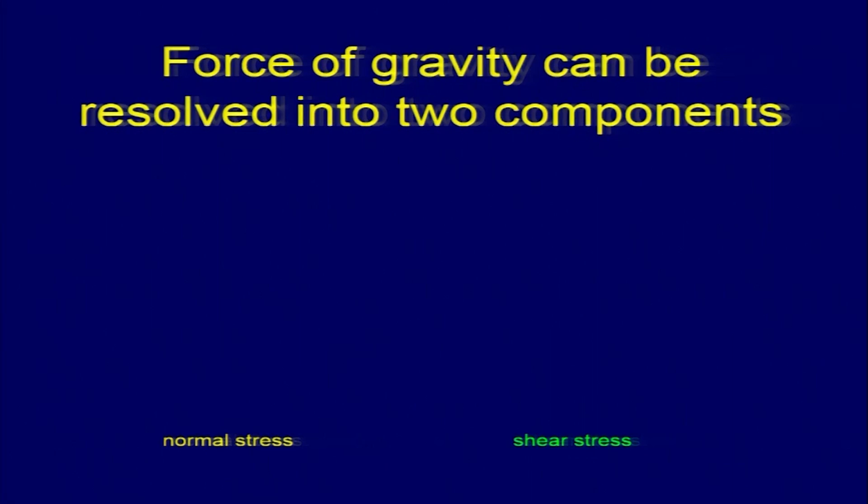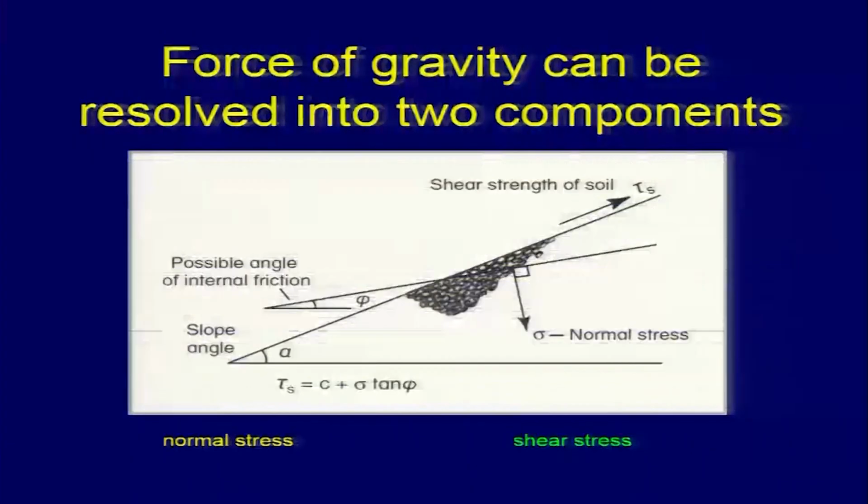So, force of gravity can be resolved into two components, as we have discussed. One is normal stress and the other is shear stress. This diagram also explains the same. This part will come later when we talk about the factor of safety, where we talk about the coefficient of friction and all that, and then normal stress also. And if you have a water saturated material, then we will have an effective normal stress.